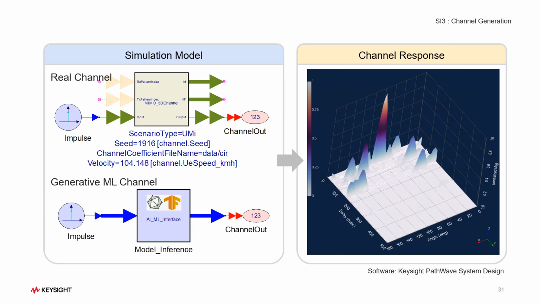Now, let's look at our simulation case study. First, we use the 3GPP channel model to generate the real channel data. The Third Generation Partnership Project has developed standardized channel models that are widely accepted in the telecommunications industry. These models are used for performance evaluations, system design, and standard compliance testing.